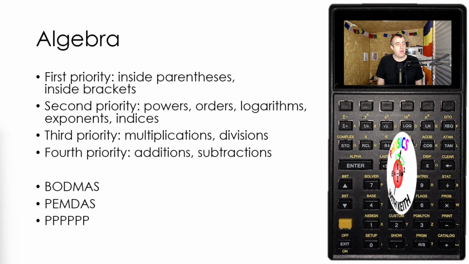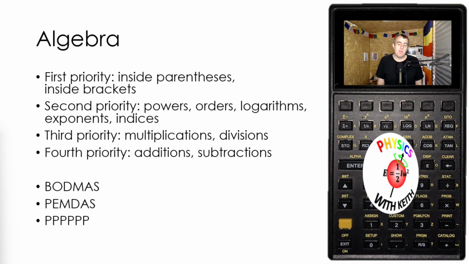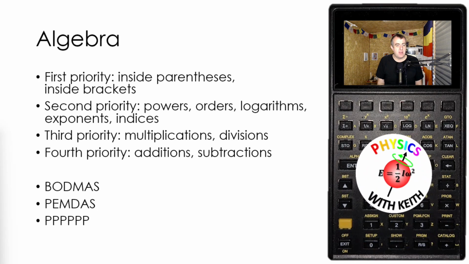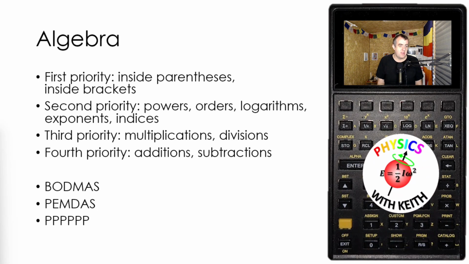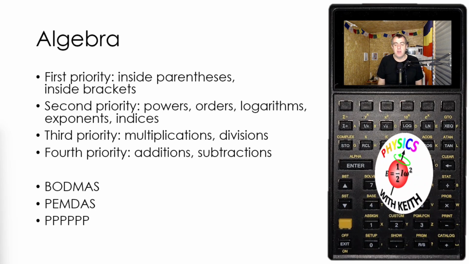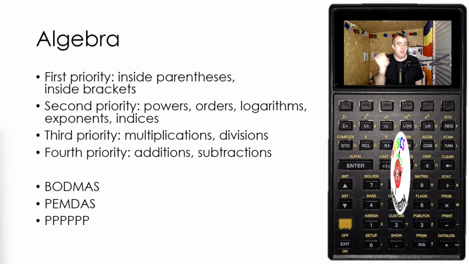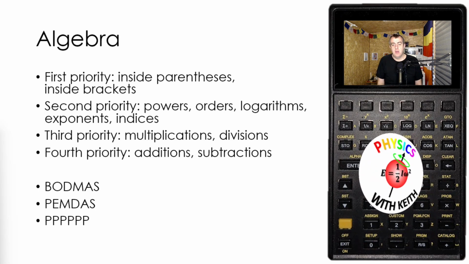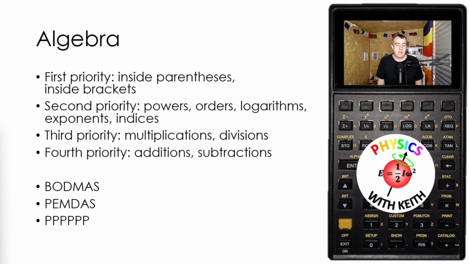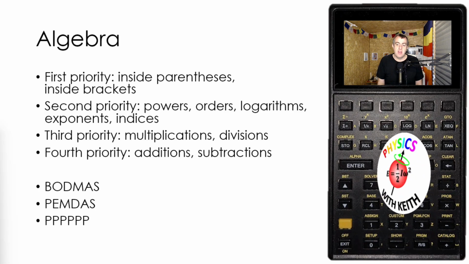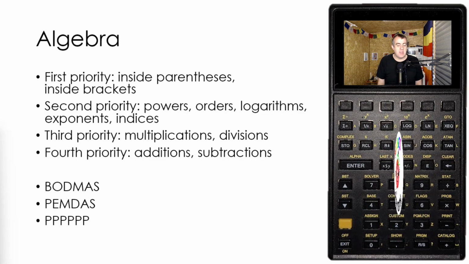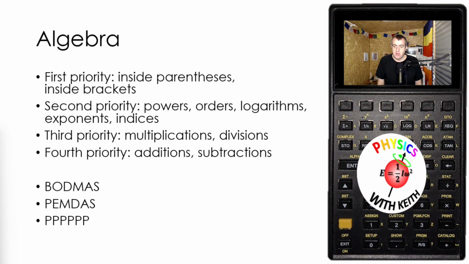So the first priority is always what's inside parentheses or brackets. My problem with this is that when people learn a mnemonic, they think anything to do with brackets comes first. It's only what's inside brackets that comes first. You're multiplying something by a bracket, what's inside the bracket has to be handled first. The second priority is any powers, and there's so many words that mean the same thing. Powers, orders, logarithms, exponents, indices. The singular of indices is index, not indice, which I've heard before.